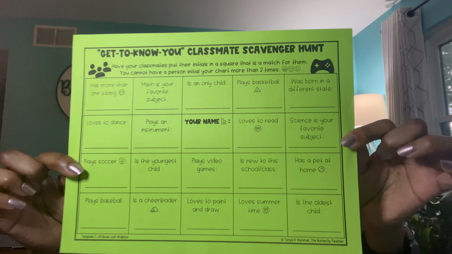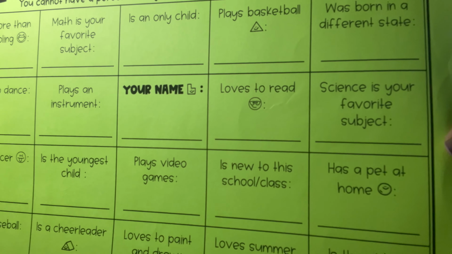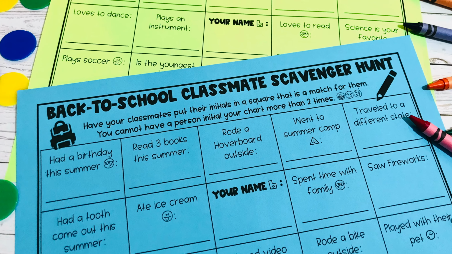My third favorite way to build classroom community is with classmate scavenger hunts. I absolutely love these. In fact, I love these so much that I use them all year long for all different holidays and occasions. If you've never heard of classmate scavenger hunts, maybe you've heard of Find a Friend Who, but the concept is I give students a board, it looks like a bingo board almost, where they move around the classroom and they get initials from their classmates that match whatever is on their board.